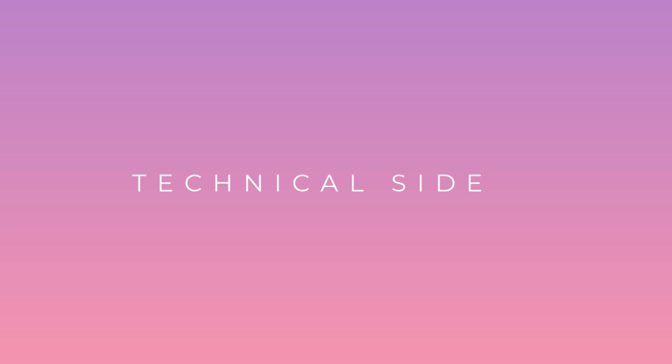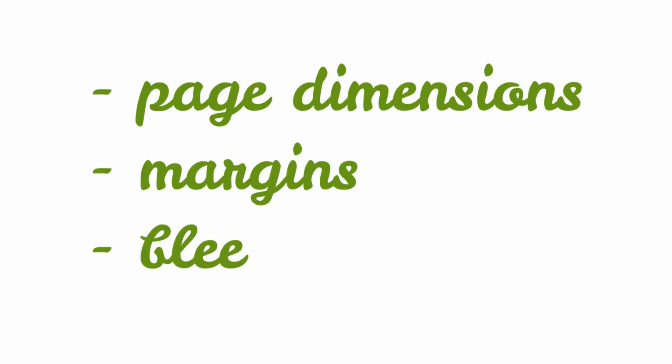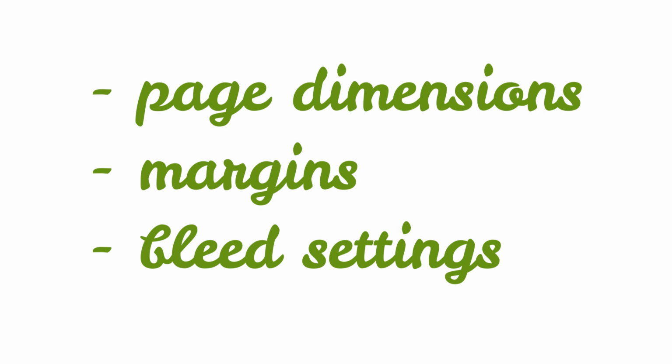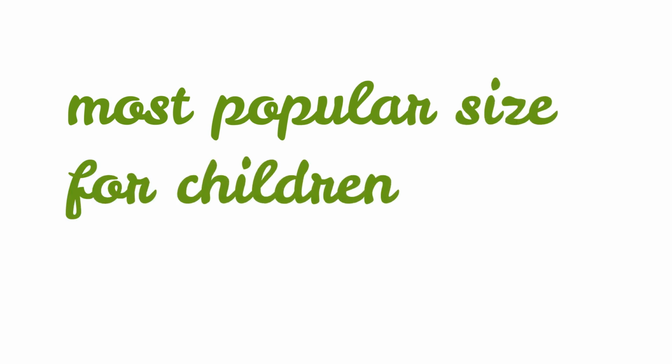Now it's time to get practical and set up the blueprint for our children's book. This means figuring out the page dimensions, margins, and bleed settings, all the technical details that will ensure your book prints beautifully through KDP. So first of all, let's decide on the size of the book.